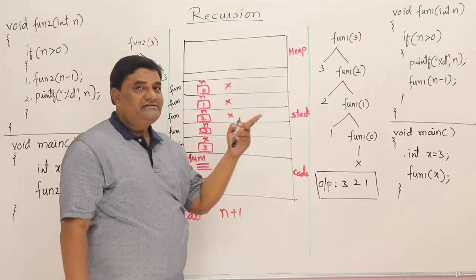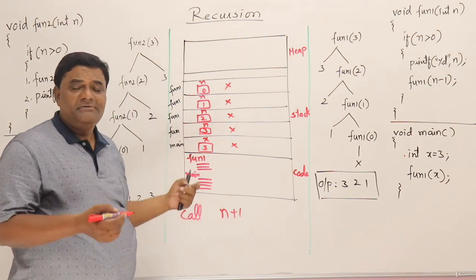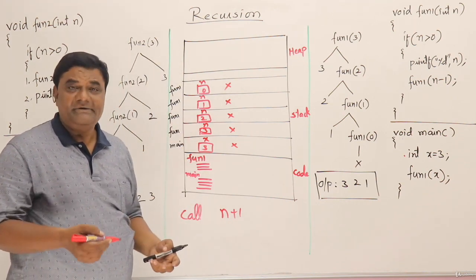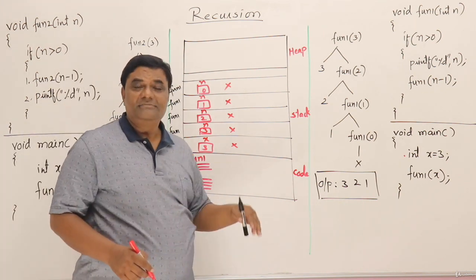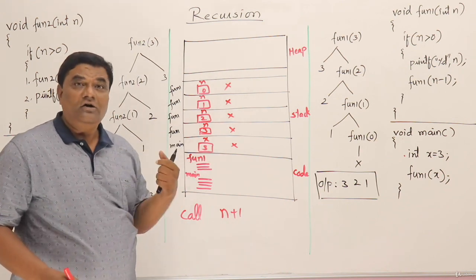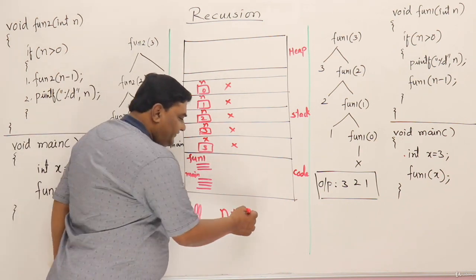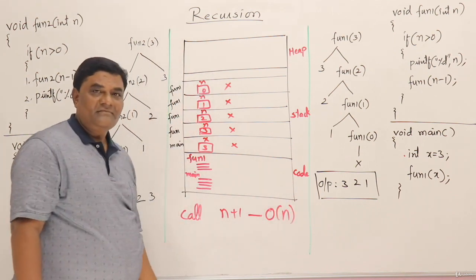And what is n? It's a variable. How much memory is it consuming? Now it is integer type. It may be taking 2 bytes or 4 bytes depending on the compiler. So we can say just n plus 1 calls. So the total memory consumed by this is order of n. We can mention it as order of n.